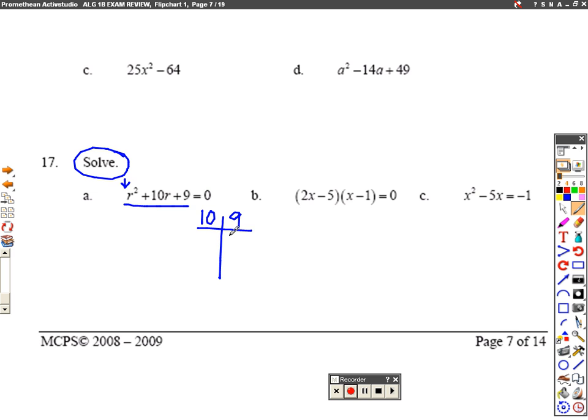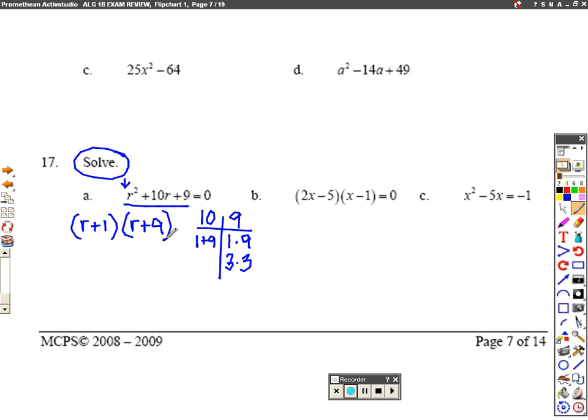So the factor pairs of 9: 1 times 9 and 3 times 3. So I'd have to use 1 and 9 because that's the only one that could make 10. Okay, so my factors are r plus 1, r plus 9.